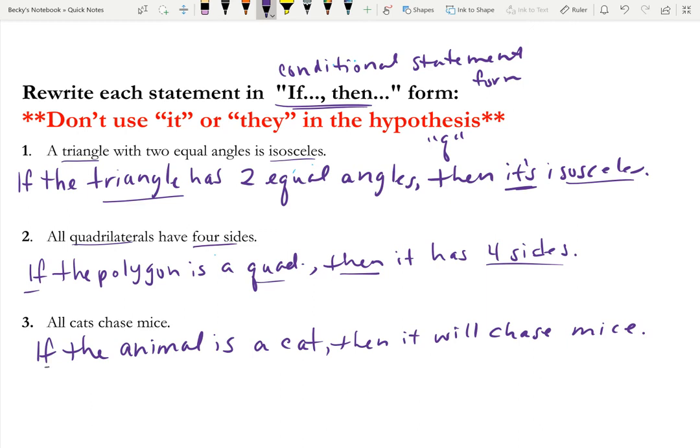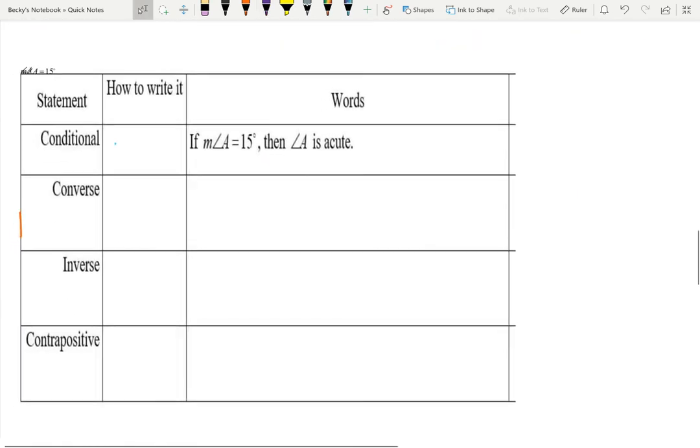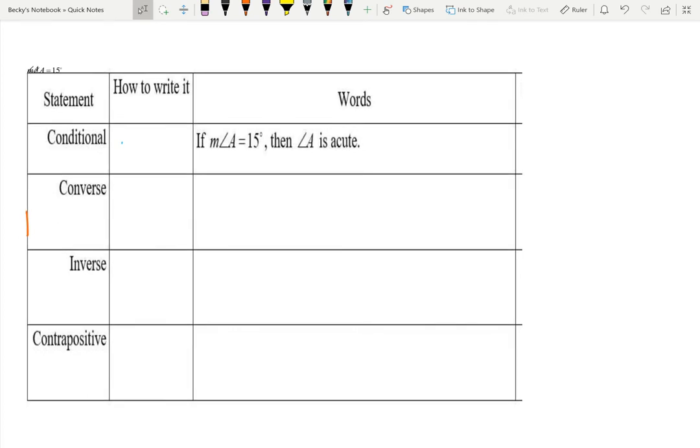So, did you follow the rules? If and then? Yes. Did you use cat in the beginning? Yes. Did you use mice at the end? Yes. Does it have the same meaning as the original statement? Yes. All right. Let's move on. Okay, so here's a lot of information getting ready to come at you. So get your pencil ready.